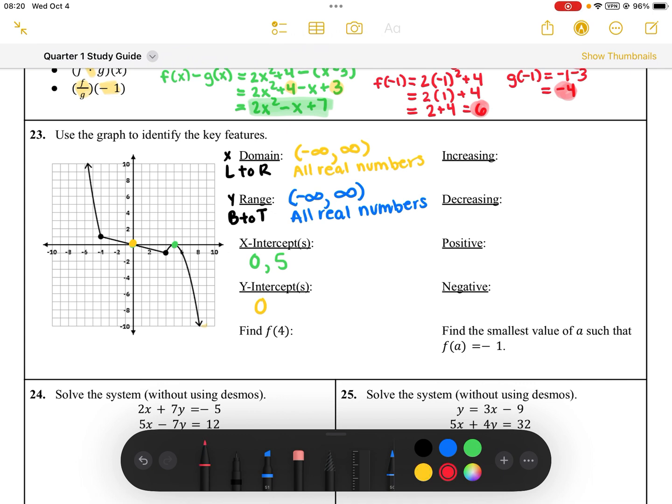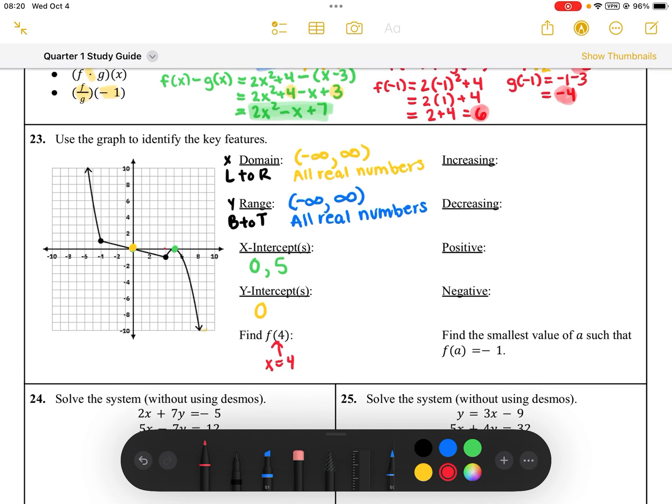F of 4, that means I'm going to find what y value corresponds with x equals 4. So I need to go on my graph, find 4 on my x-axis. I'm going to draw a vertical line here. Where it crosses my function, that's going to be right here. I have to look at my y-axis to identify that y value. So that y value is going to be -1. So f of 4 is going to equal -1.